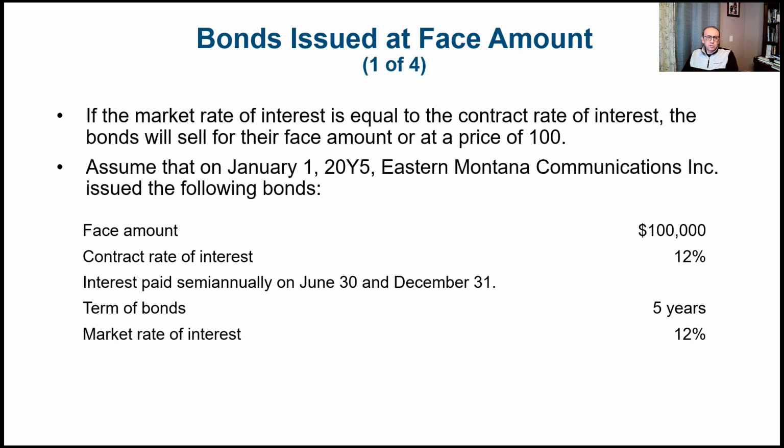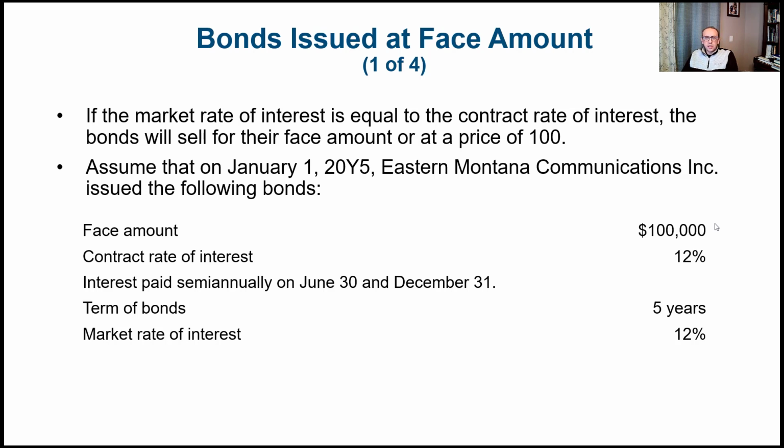So assume that on January 1st, year 5, Eastern Montana Communications Incorporated issued the following bonds. The bond has a face amount of $100,000. The contract rate of interest is 12%. Interest is paid semi-annually, which means twice a year, on June 30th and December 31st. The term of the bonds is 5 years, and the market rate of interest is 12%. So you can see here that the market rate is equal to the contract rate, so we should expect that it's going to be issued at the face value, which is the $100,000.